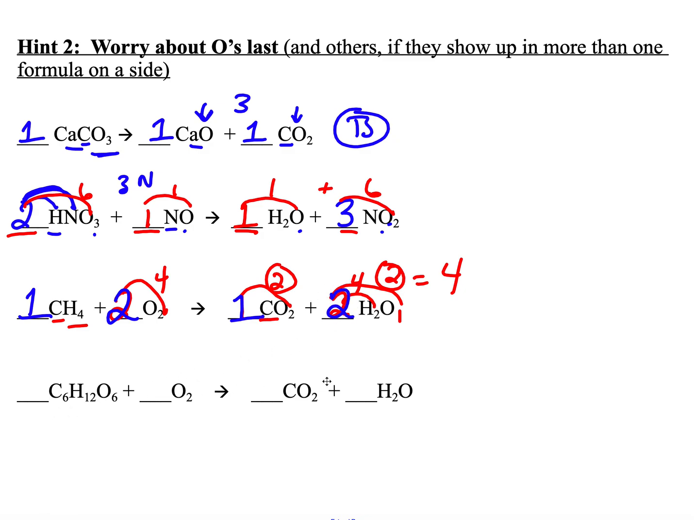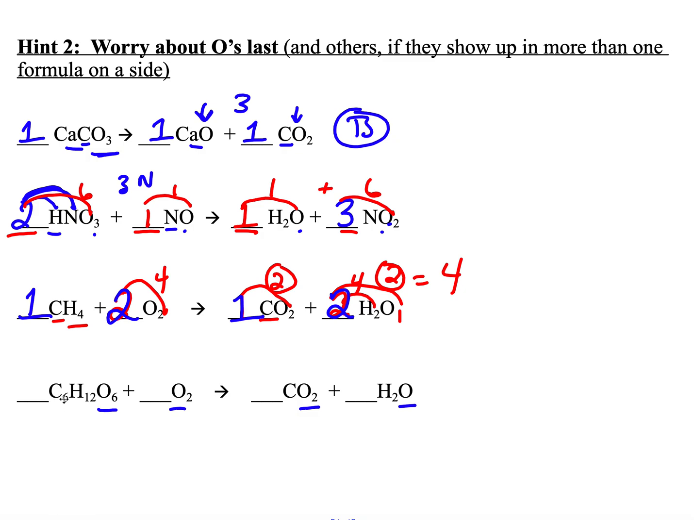Let's look at this last one here. When I see this big mess, I know oxygen's here and here on the reactant side. On the product side, it's here and here. So that to me is a huge warning sign to tackle it last. Don't try to deal with O's when they're all over the place. Get everything else straightened out.